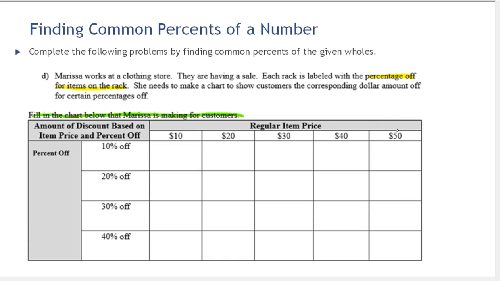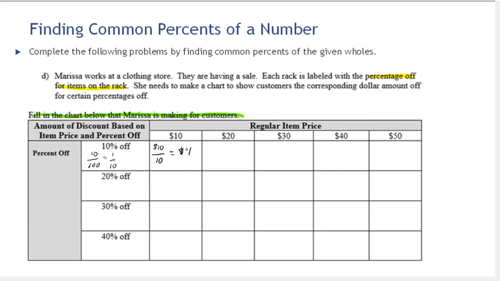Okay, so first let's complete the first row, 10% off each of these values. Remember, 10% off is 1/10, or we could think of dividing by 10. Which is $1 off. Okay, so again, 10% means 10 out of 100, which is equal to 1 out of 10, and finding 1/10 of something is equivalent to dividing by 10.